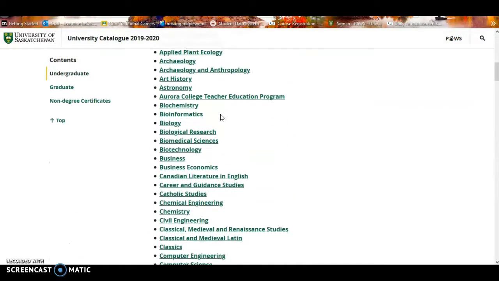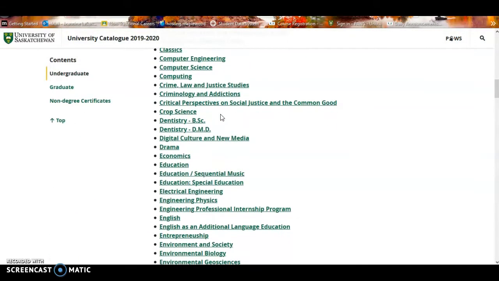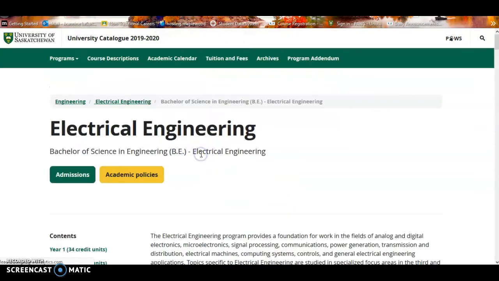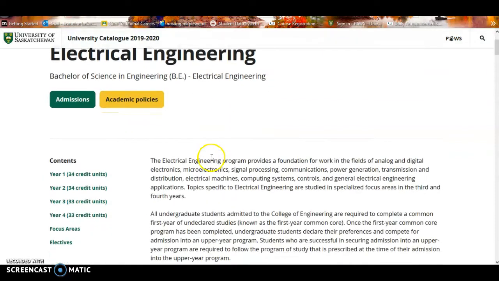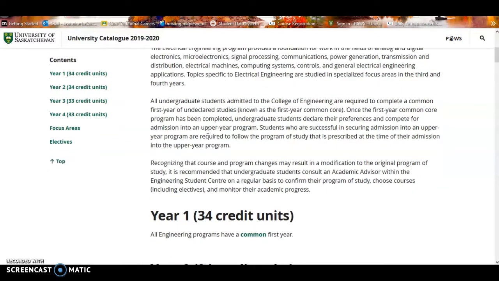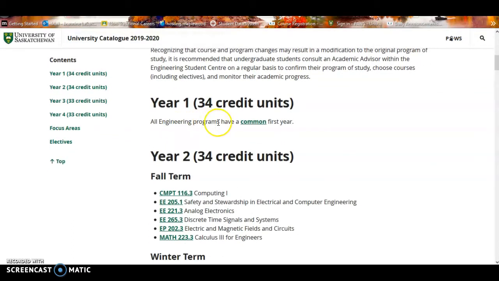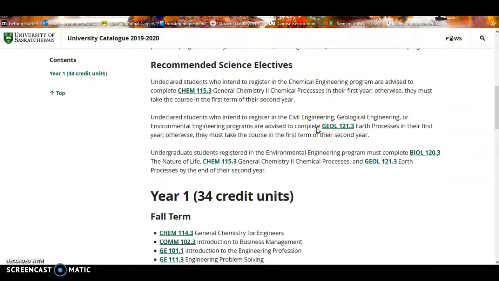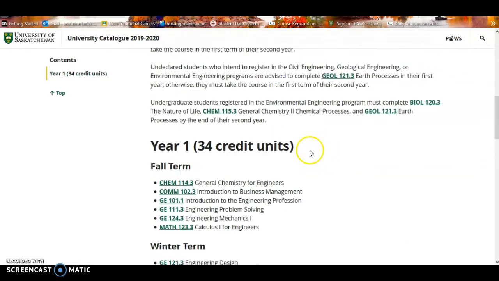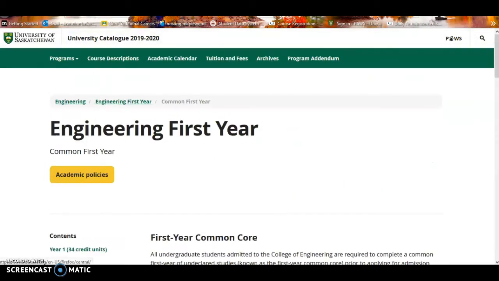And a really good one to look at is the engineering programs. So let's go to electrical engineering. Because it's really, really specific for engineering which classes you have to take and in what order, because they don't offer everything. So there was a common first year for all engineering students, and it basically tells you term 1, term 2, what you need to be taking. So it breaks it down really, really well for you.